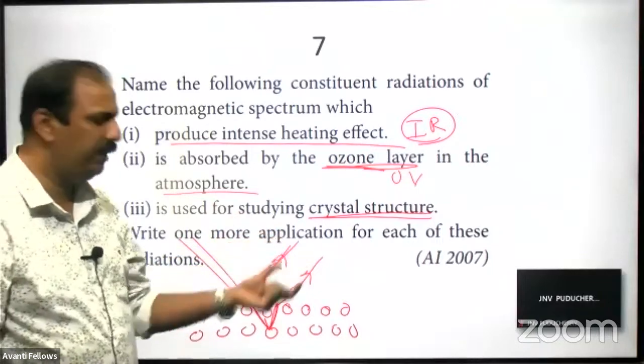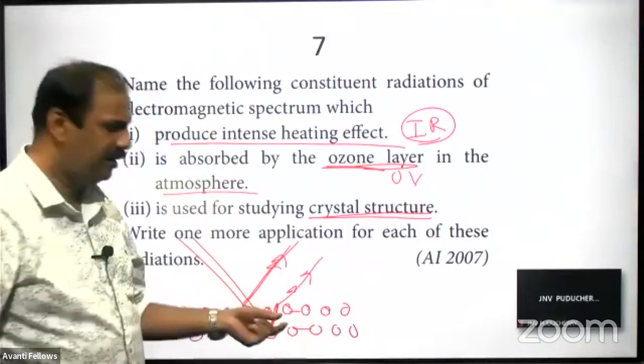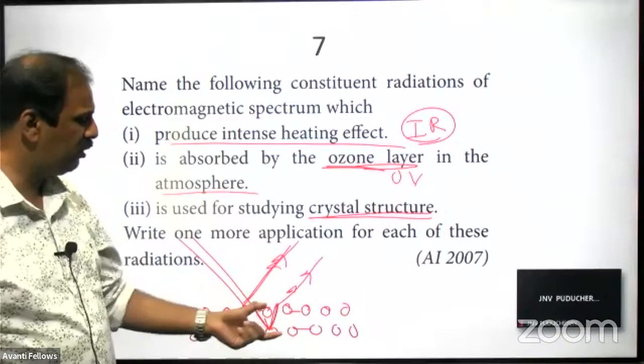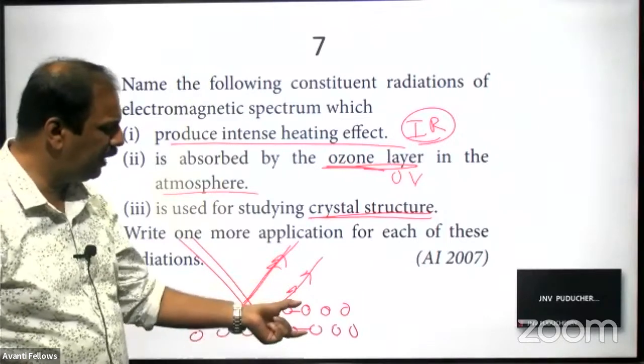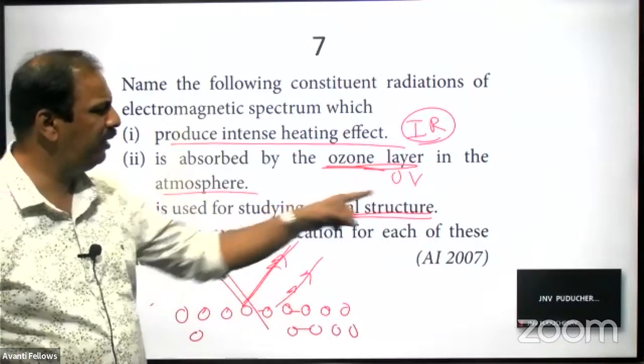So based on that, we can find out what this gap is. If this gap is d, then n lambda is equal to 2d sin theta, that equation. So based on that, we can find out the distance between these two layers. That's why it is used for crystal structure.